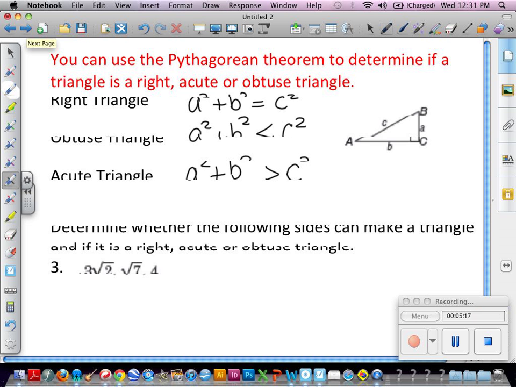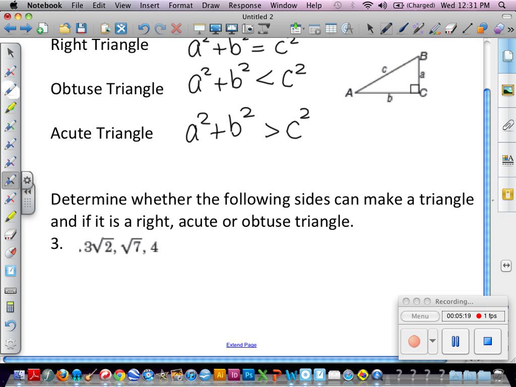Let's apply this to the following problem. Determine whether the following sides can make a triangle, and if it's a right, acute, or obtuse triangle. Now, when you look at this problem, you really don't know which one's going to be the hypotenuse. One thing that you could do is take 3 root 2 on your calculator and change that to a decimal.